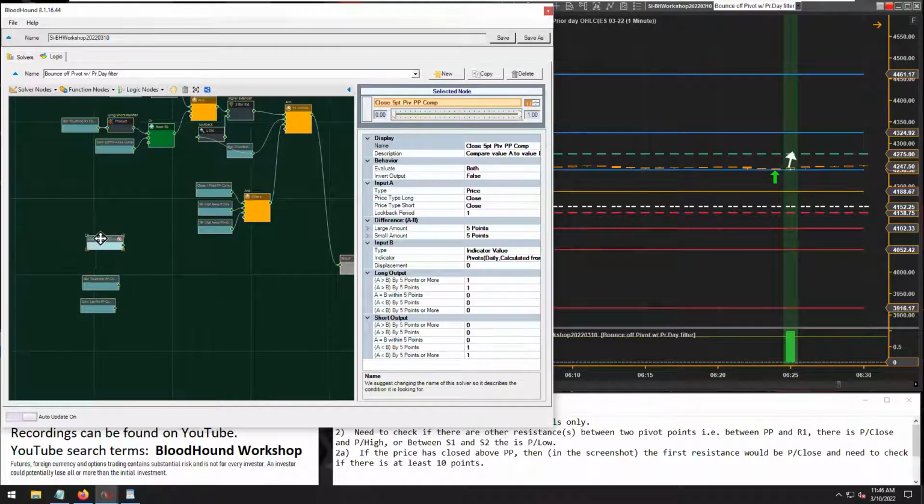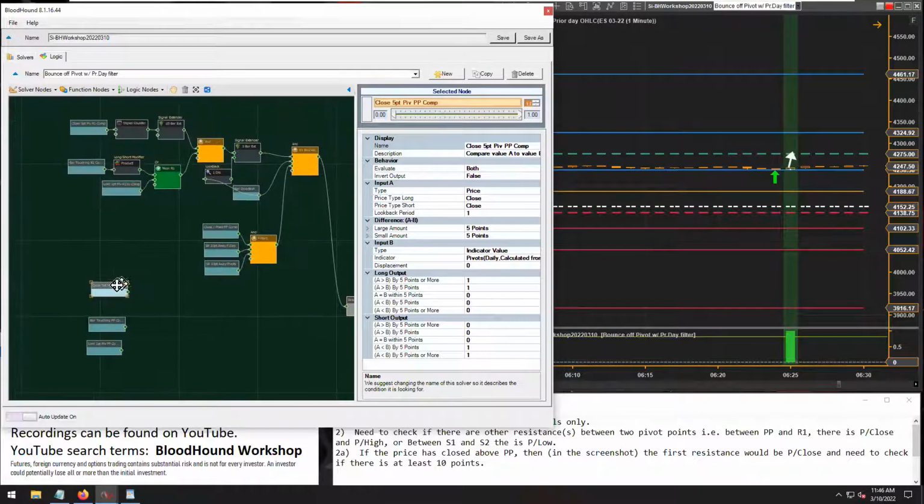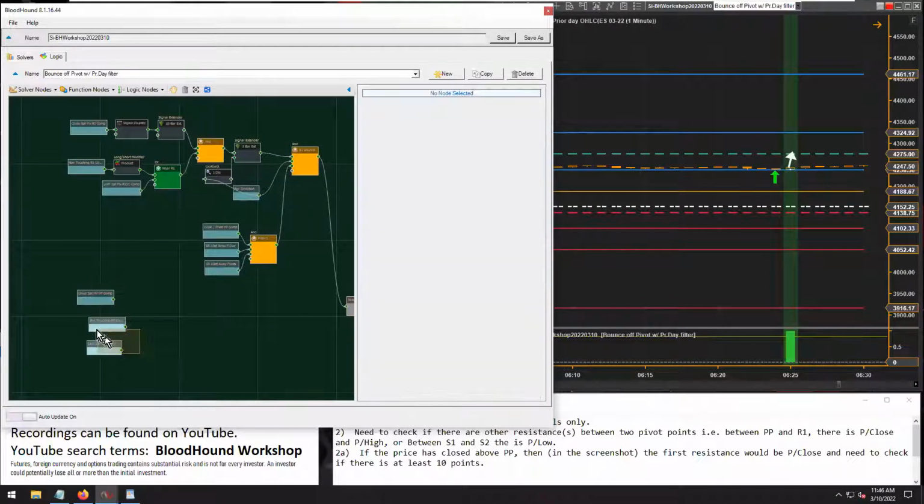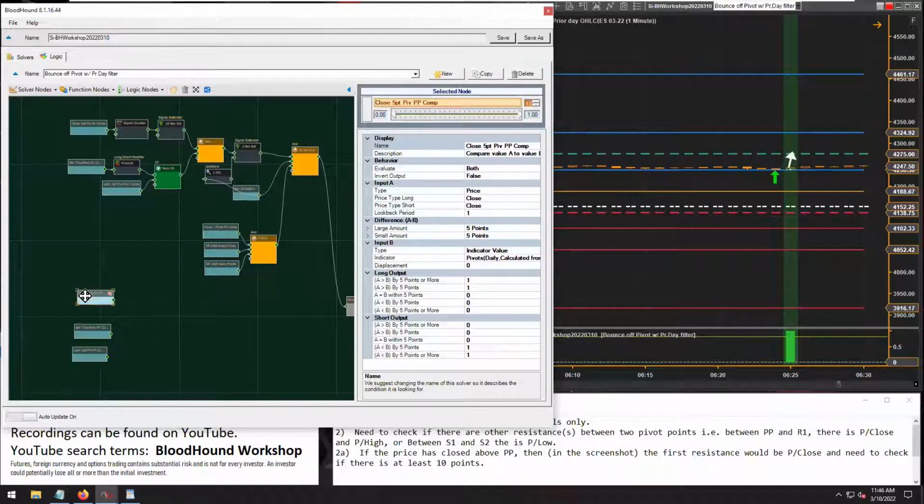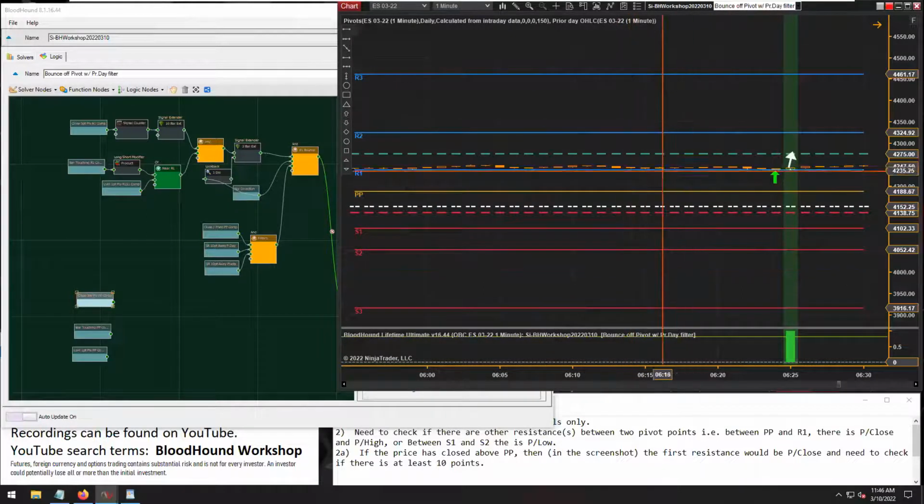Like so. All right. So remember, having a good naming convention is important so you know what solver is doing what purpose for you. Right? So this comparison solver here, it's checking that the closing price has 5 points of separation from the pivot PP line. So I know that's identifying that separation there.